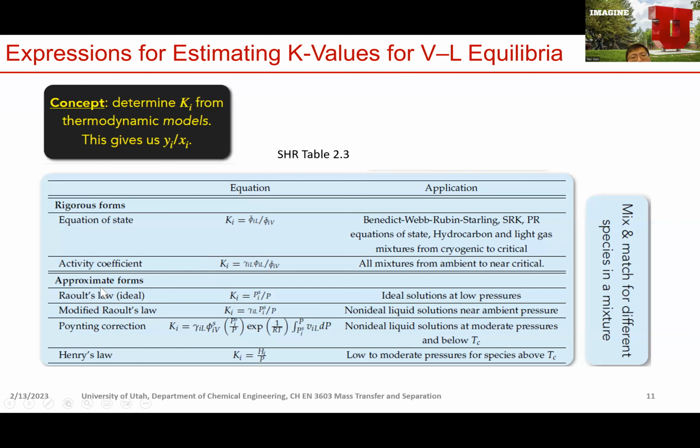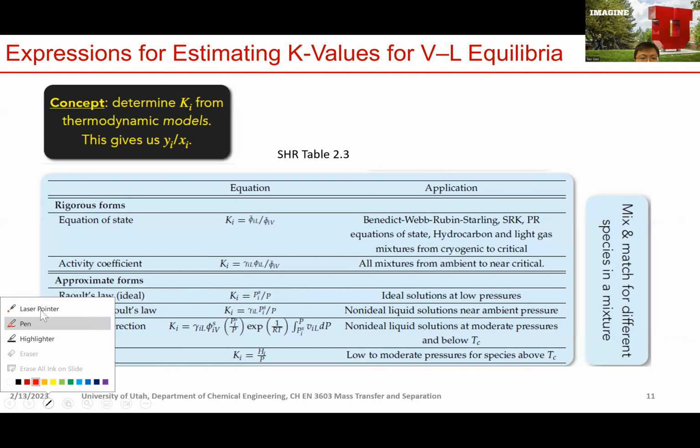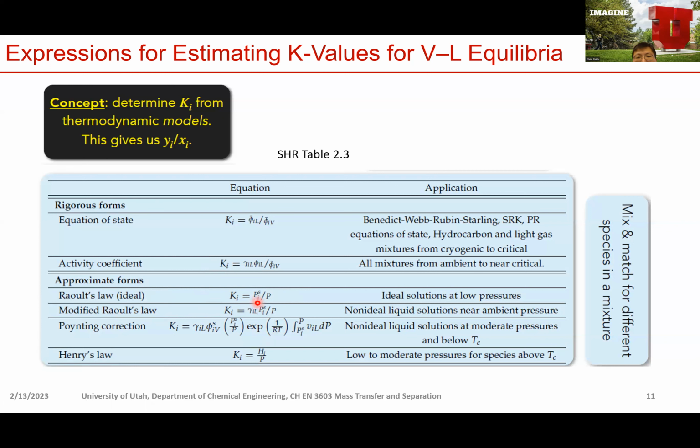The first one that's most commonly used is Raoult's law, which applies to ideal mixtures, right? Which says the K value is the ratio of the saturation pressure divided by the pressure. Okay. Then there's a modified Raoult's law in which we multiply this ratio with the activity coefficient. The activity coefficient here is used to deal with the non-ideality, the deviation from ideal mixture. Then there's Poynting correction or Henry's law.